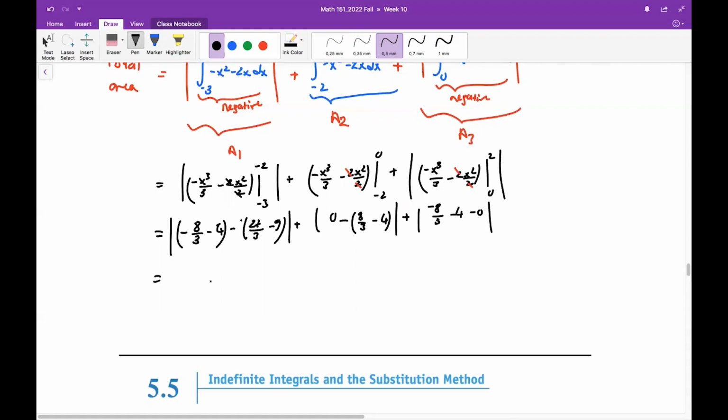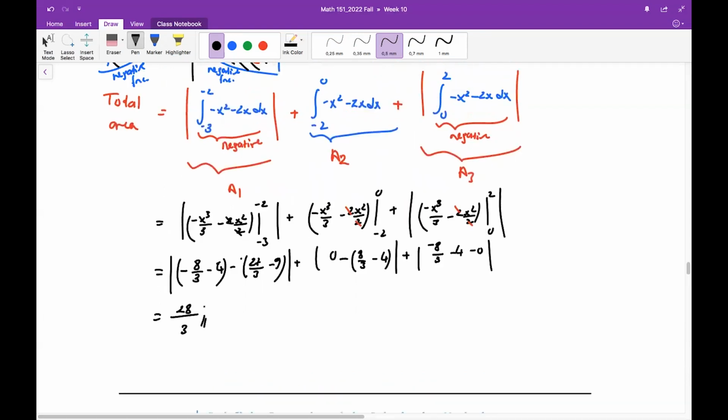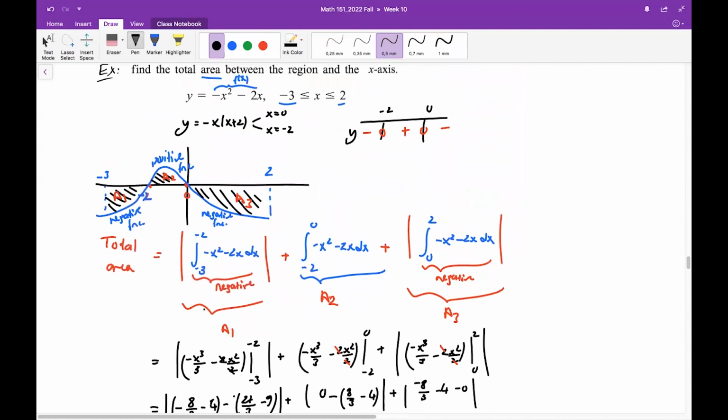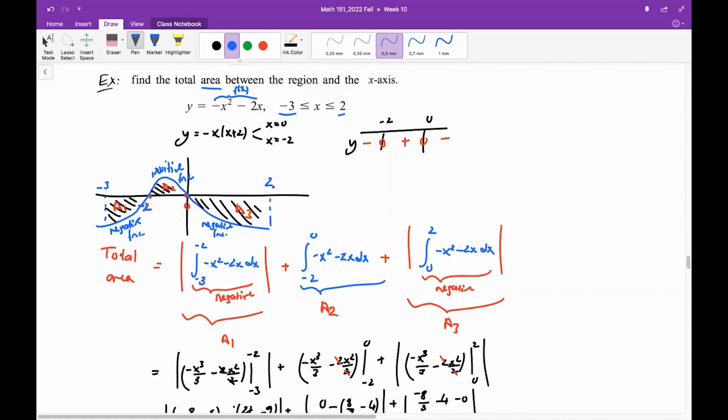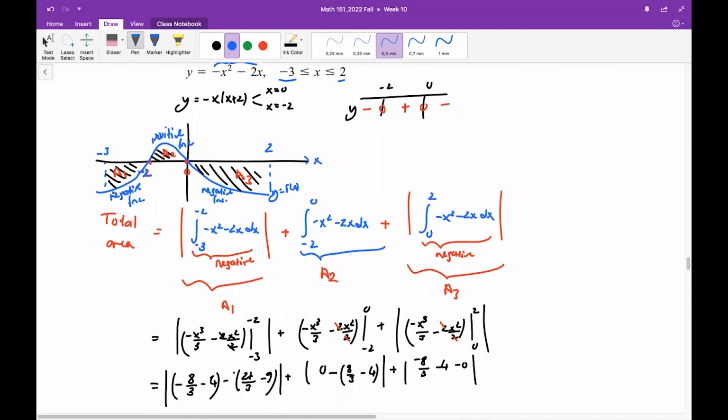If you do all these computations, the result will turn out as this number. And this is how you compute the total area between your curve y equals f of x and the x-axis. You should be careful about where your function is negative and where it is positive. If your function is negative, as it is here between -3 and -2, the result of the integral will be negative. That's why to represent area in terms of this definite integral, which is negative, you have to take an extra absolute value sign.